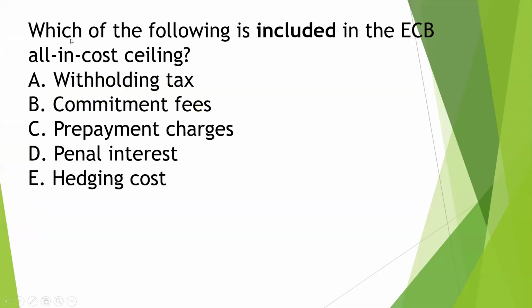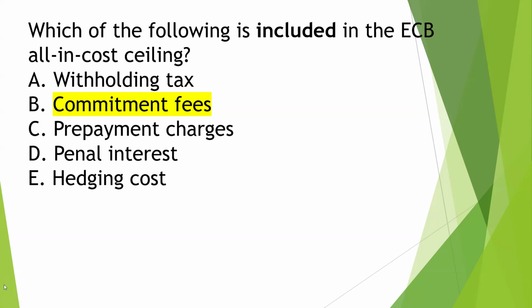Which of the following is included in the ECB all-in cost ceiling? Withholding tax, commitment fees, prepayment charges, penal interest, hedging cost. So you have to tell what is included in the external commercial borrowing all-in cost ceiling. Let's see the right answer. The correct answer is B, that is commitment fee. The others, withholding tax, prepayment charges, penal interest and hedging, are not a part of the all-in cost ceiling. So commitment fee is the part.